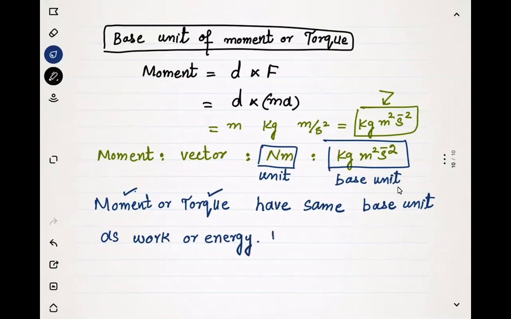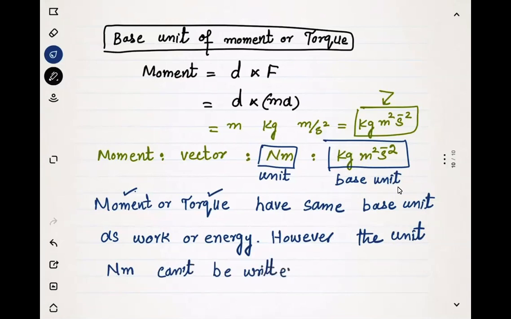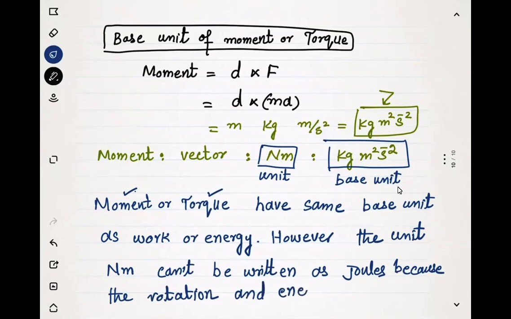However, the unit Newton meter cannot be written as joules because moment represents rotation and joule represents work, represents energy.